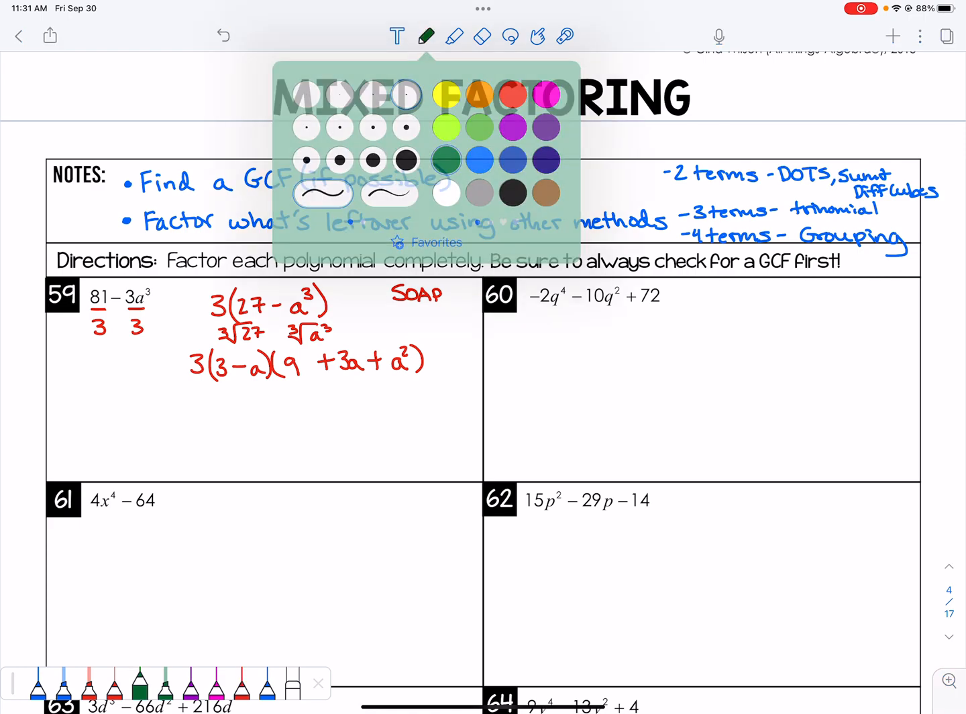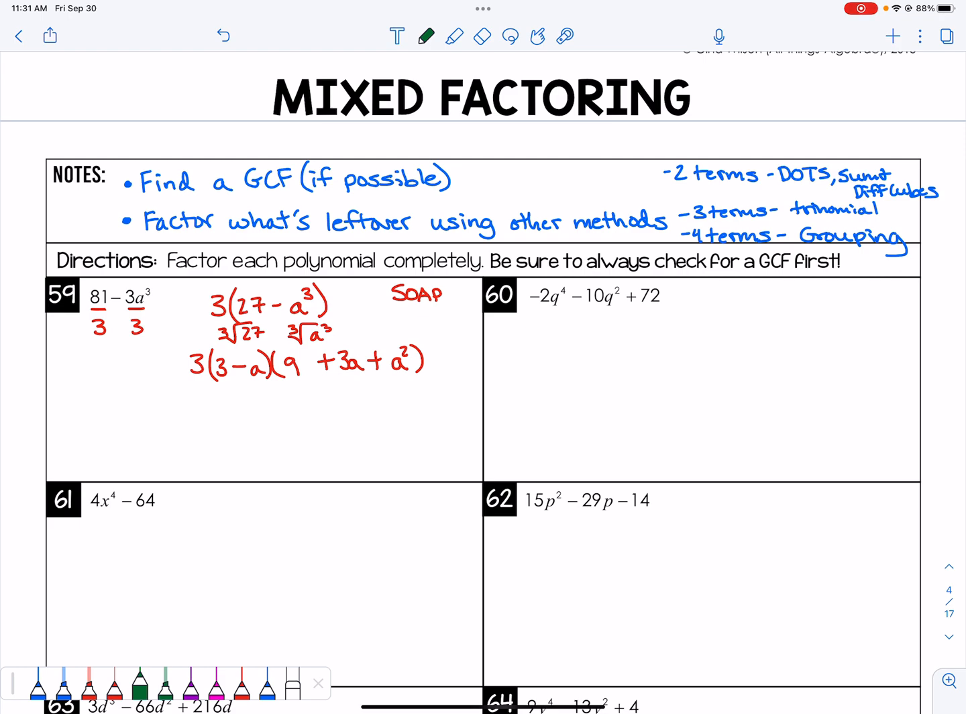Let's look at another example. So let's do 60. I notice I have a negative 2, so I definitely would like to take out the negative, and I hope I could take out the 2 as well. And it does look like that would be possible because 10 and 72 all divide by 2. But let's take out that negative because it's always good to take a negative out front if you can to make that first term positive. They do not all have q, so I can't take any of those out. But then I end up with q to the 4th power plus 5q squared minus 36.